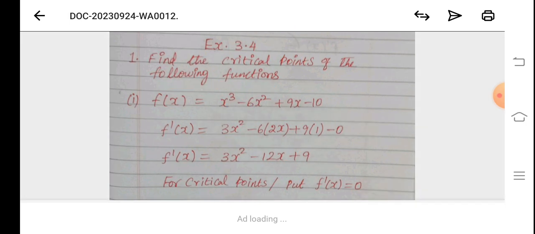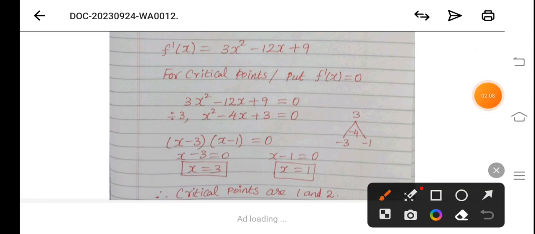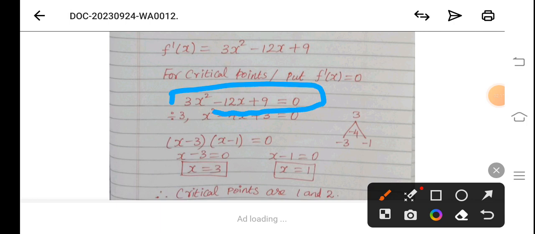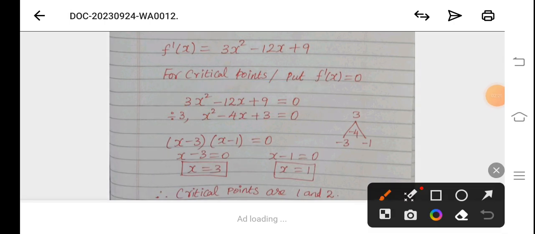As we already discussed, for critical points we have to put f dash of x equals 0. Equate with 0, children: 3x square minus 12x plus 9 equals 0. After that, it will be divided by 3 to make it simpler, because all the numbers are multiples of 3. Otherwise I have to split the middle term or use the quadratic formula to get the value of x. Since it's a quadratic equation, I am doing the splitting of the middle term. Divide by 3: x square minus 4x plus 3 equals 0.